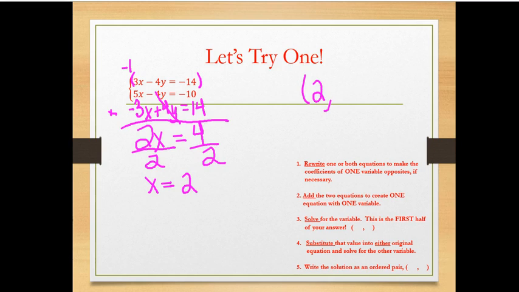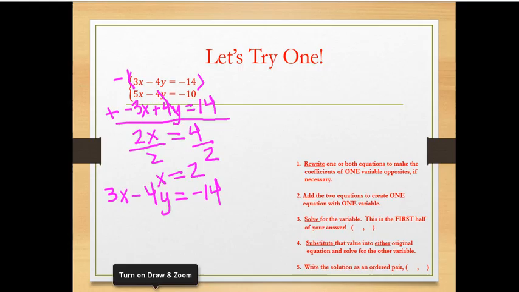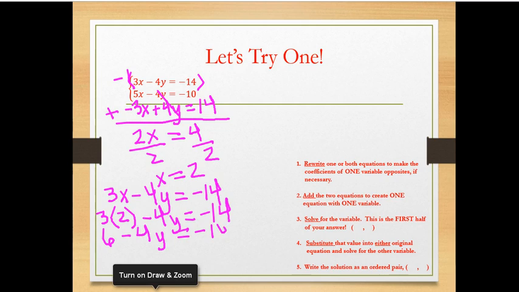Okay? So I'm going to take that 2 and use the top equation from my original system. It is 3x minus 4y equals negative 14. I'm going to plug my 2 in for x. So I'll have 3 times 2 minus 4y equals negative 14. Okay, so I'll have 6 minus 4y equals negative 14. I'll subtract 6 from both sides.